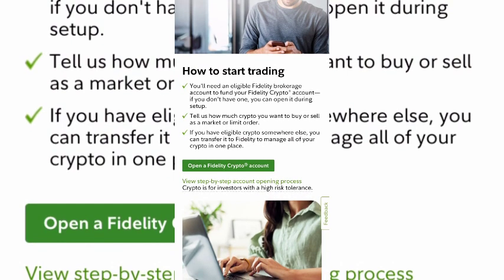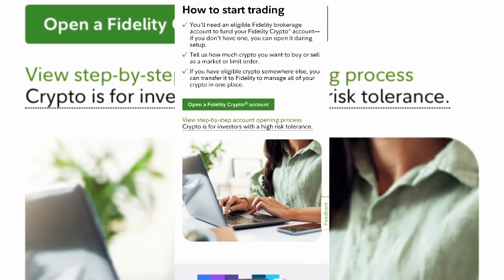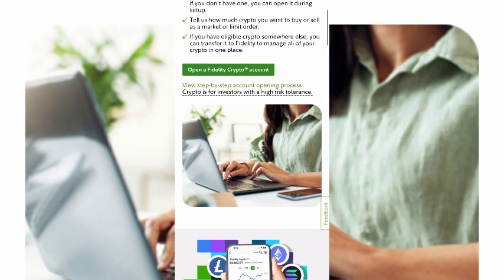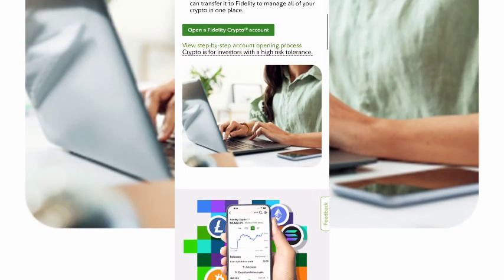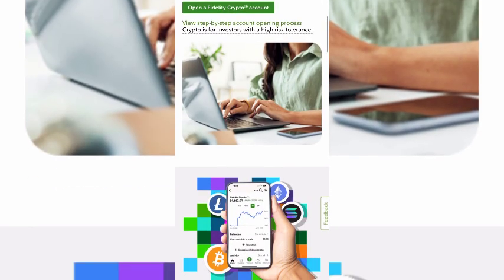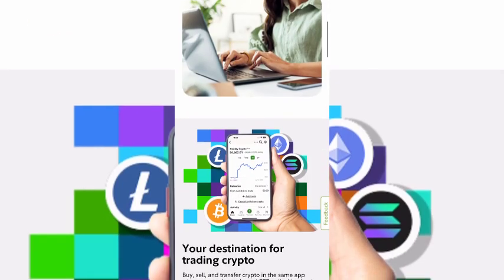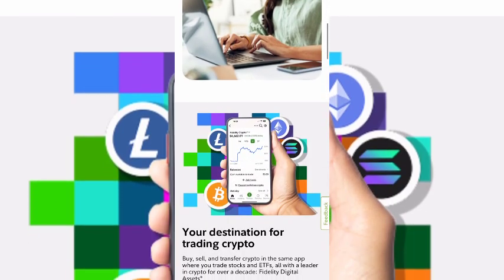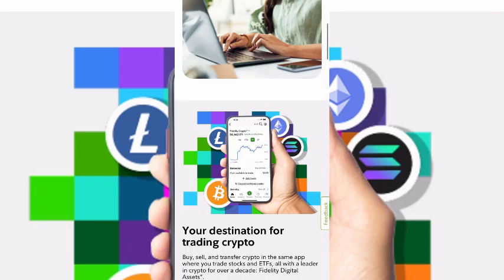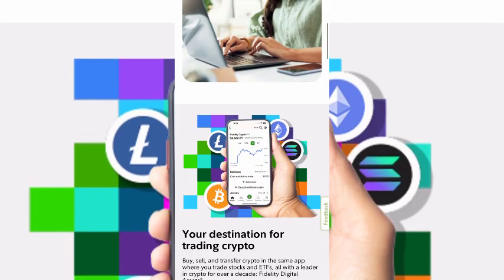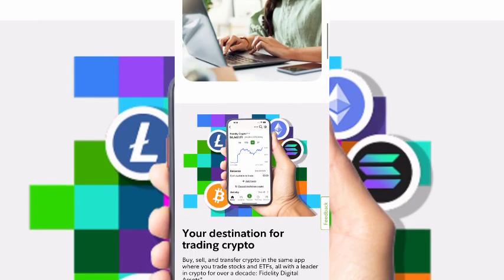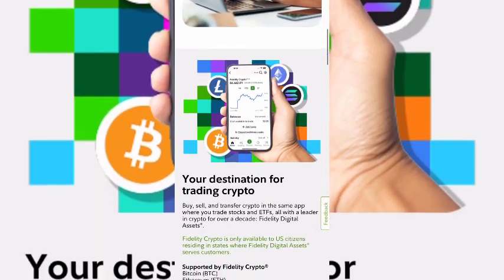buying Bitcoin or Ethereum. And keep in mind, you can't fund your crypto account directly from your bank. Everything must go through your linked Fidelity account first. The setup keeps transfers secure and ensures your funds stay within Fidelity's regulated system. So it's a quick and trusted way to get started with crypto investing.